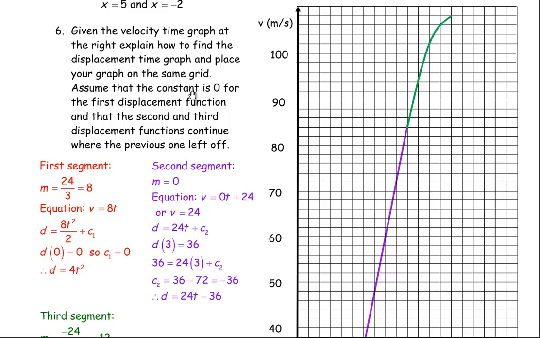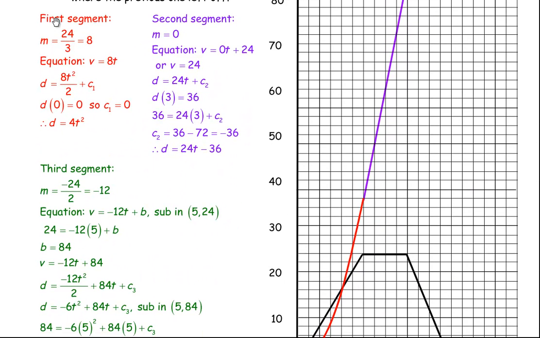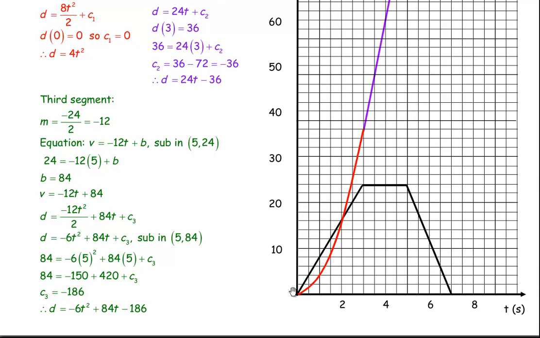We're told to assume that the constant is 0 for the first displacement function, so it starts at 0, 0. And each subsequent one starts where the other one left off. That's what it says near the end here. So the first segment that I'm referring to here is this line segment along here. And in 3 seconds, so from 0 to 3 seconds, it displaces from 0 to 24.